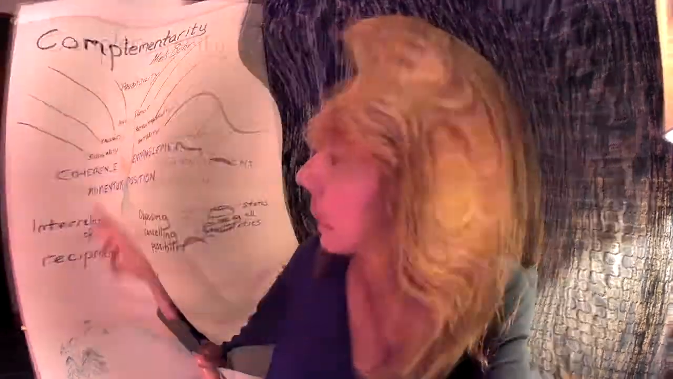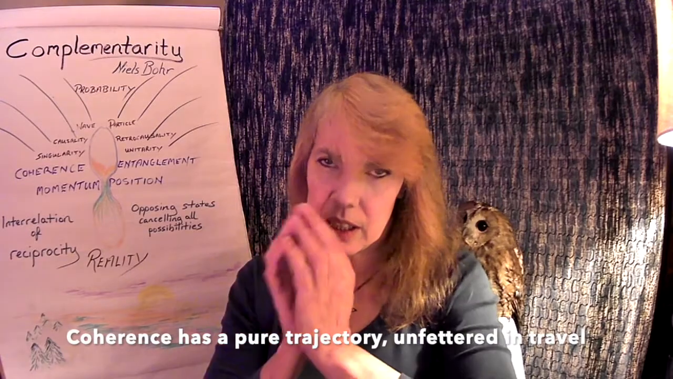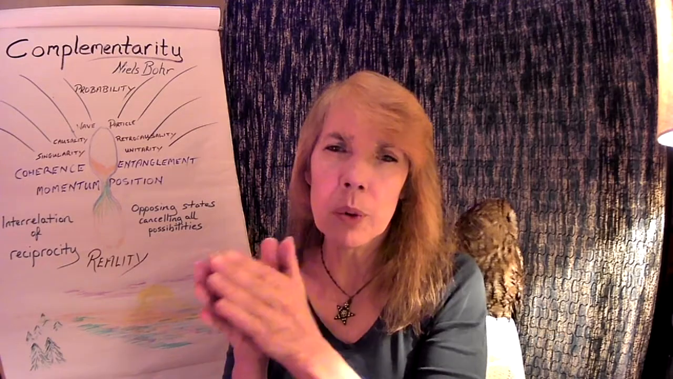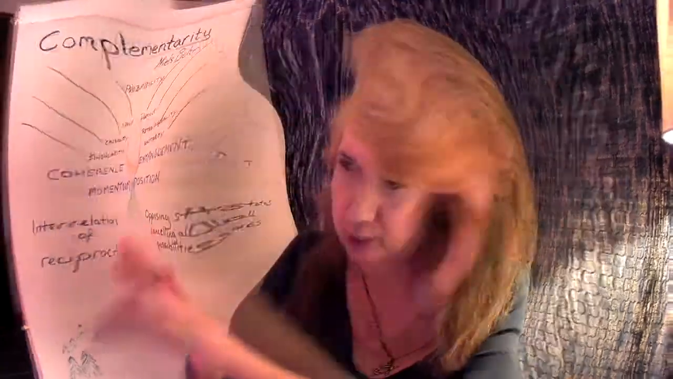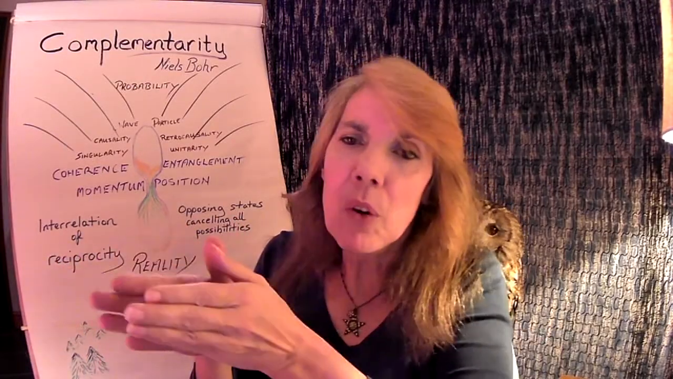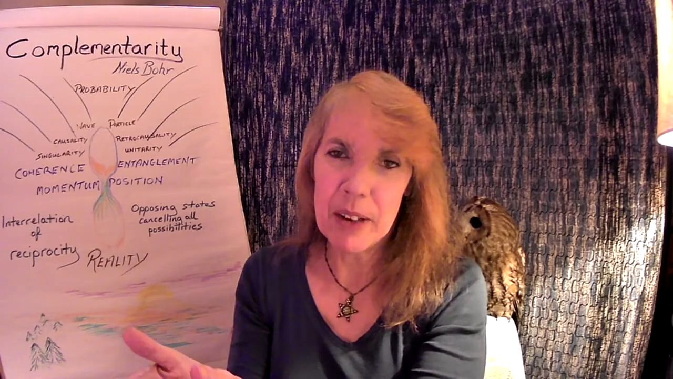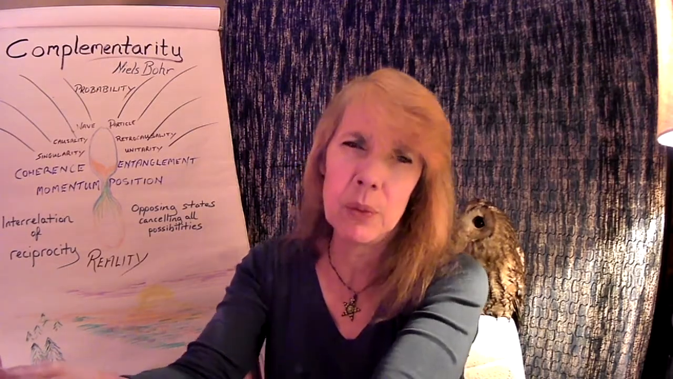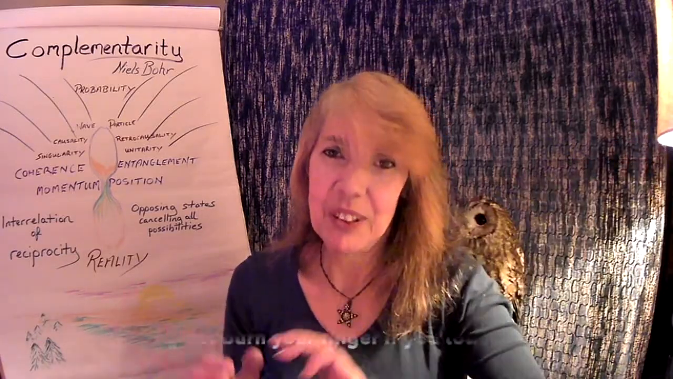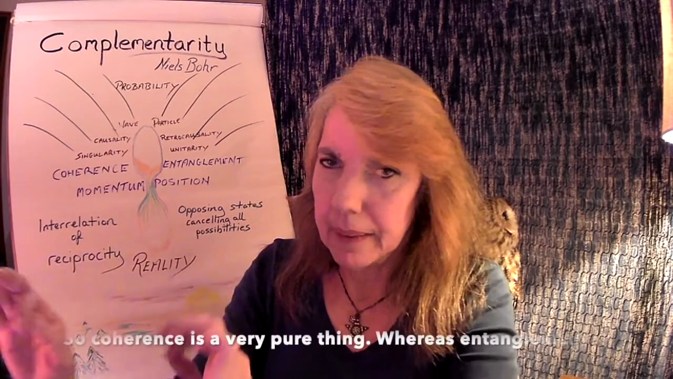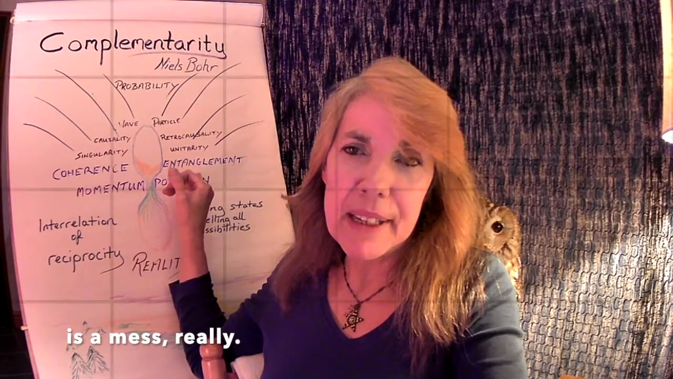Coherence and entanglement. Coherence is a pure trajectory. It's an unfettered form of travel, a pure form of energy. A laser beam is a beam of coherent photons, and there is coherent water in the microtubules of our brains. The photon is actually a really good example of coherent light being able to do things that incoherent light cannot. For if you create a laser beam out of photons, you're making it from coherent photons. They are all working in unison as one in a very, very powerful way that can cut through steel. Whereas the light that's coming out of a light bulb really can't do anything other than burn your hand a little bit if you touch the bulb. So coherence is a very pure thing, whereas entanglement is a mess, really.